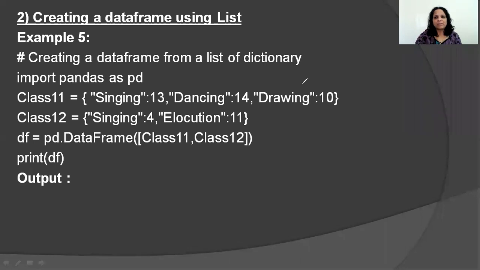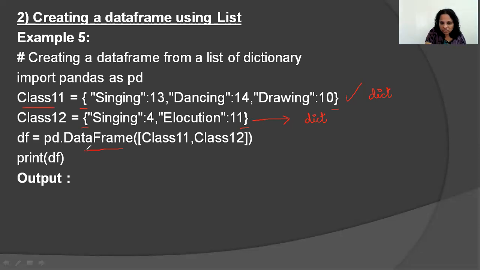Now look at this example. Look at class 11, the variable called class 11. What is it? How do you know what it is? Look at the brackets used, curly brackets. Curly brackets mean class 11 is a dictionary. What about this? This is class 12. Again, I can see curly brackets. So this is also a dictionary. Does that mean that I'm creating a data frame using a dictionary? No. Look at the next line.